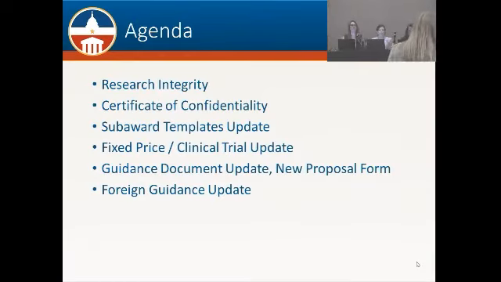So today's agenda, we're going to do an update on some topics that we talked about at the last meeting, namely research integrity and certificate of confidentiality. We're going to give a little update on subaward templates. We're going to talk a little bit about fixed price and clinical trials, guidance document updates, and a new proposed form that was sent out on the listserv just prior to the meeting, and also talk a little bit about foreign guidance. And then I know we have a few questions that we've heard floating around at this meeting, so we'll have time for those as well.